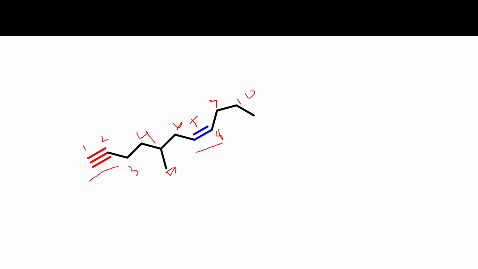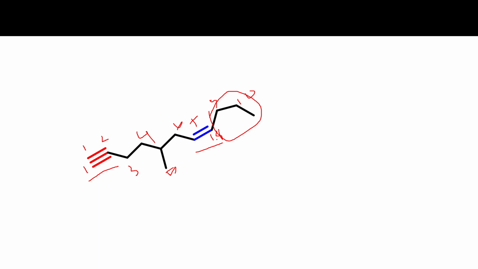Sir, can you explain the numbering again? So if there will be a double bond and a triple bond in the same position, and on this side nothing is present, so if we start the numbering, this will be number one carbon and this will be number one carbon. For these cases, we just start the numbering from the double bond side.